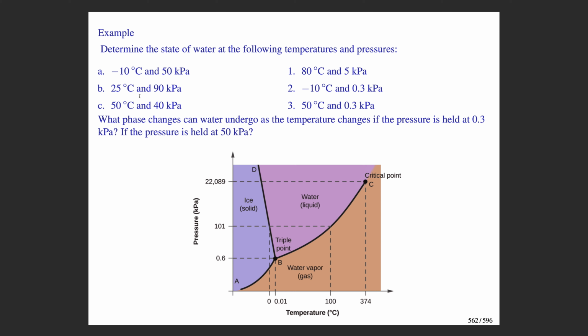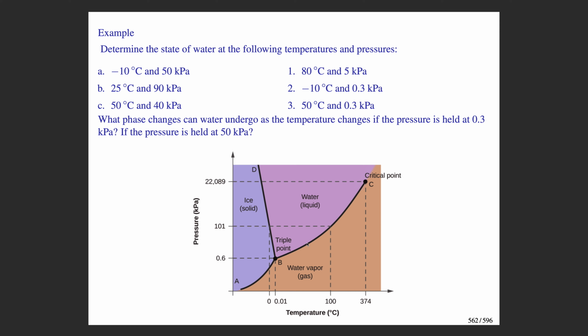For part B here, 25 degrees Celsius, which would be somewhere here, and a pressure of 90 kilopascals. I'm guessing that would be somewhere in the liquid phase, so liquid water would be most stable. At a higher temperature and a pressure of 40, it's difficult to tell. I don't know whether 40 kilopascals would be above or below that curve for that particular temperature.